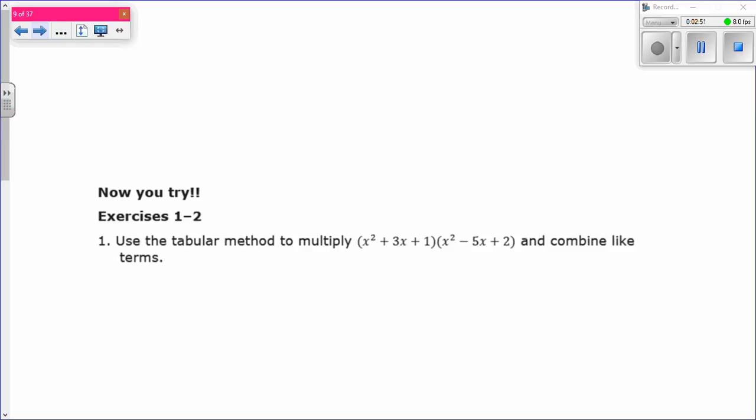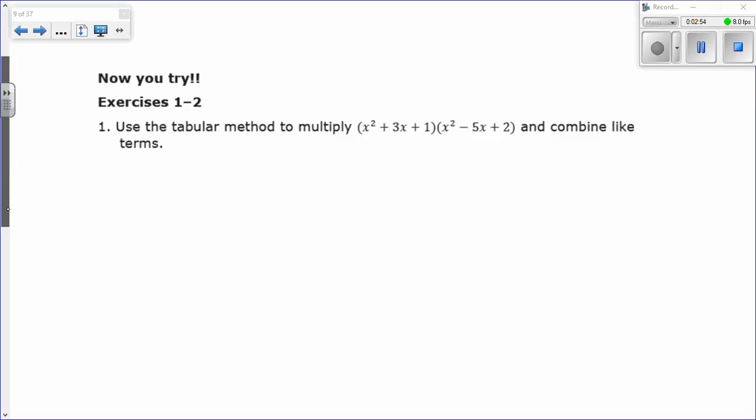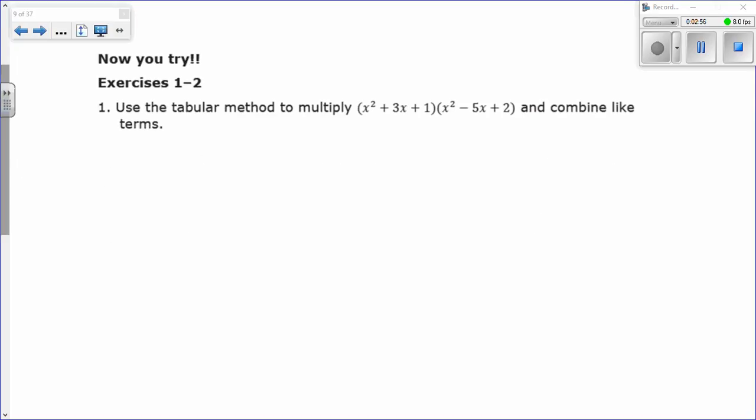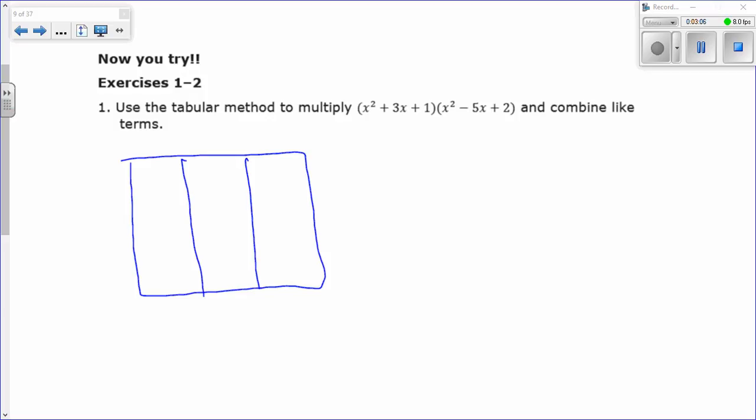Now this is for you to try, but since that won't work for our lesson tomorrow, I'm going to use the tabular method. And I need to do a 3 by 3 chart. And I have x squared, 3x, and 1, and then x squared, negative 5x, and 2. This time I'm putting the numbers on the right side of the box because I want to find my like terms on the left side.